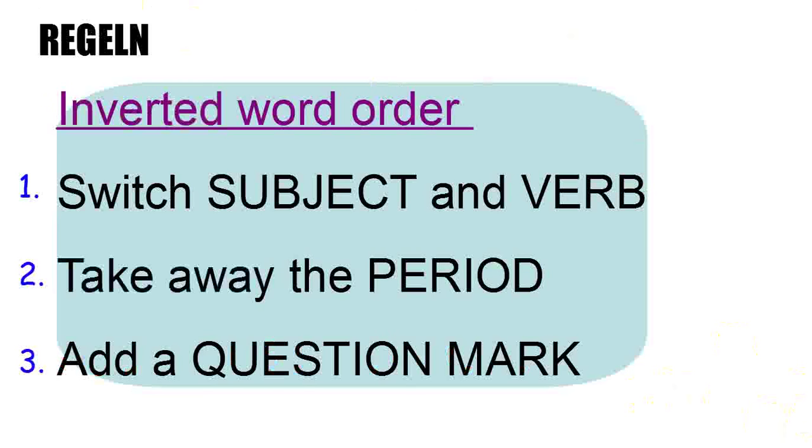So I like the magic of three. Maybe it's because of the Märchen, all the fairy tales, and all the magics of three you see in there. But here are the three steps for inverted word order to form a question in German. Number one, switch the subject and the verb, making sure you capitalize the first word in the sentence or question. Two, take away the period. And three, add a question mark. Easy peasy lemon squeezy.